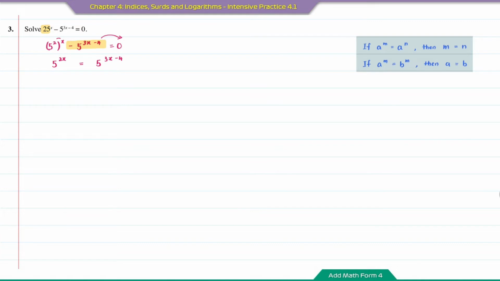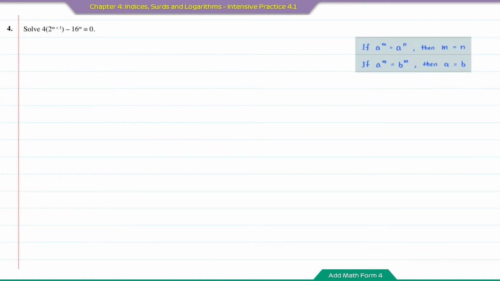Now, as both sides are equal to each other and having the same base, now we can just compare the power. So 2x equal to 3x minus 4. So we're going to collect the x at one side. So 2x minus 3x equal to negative 4. So negative x equal to negative 4. Therefore, x is equal to positive 4.